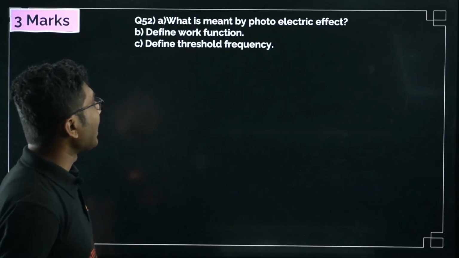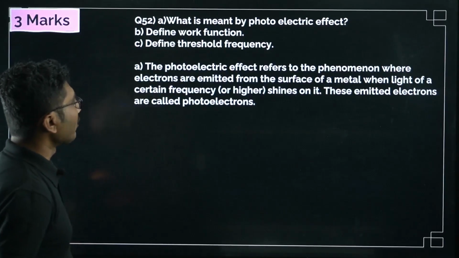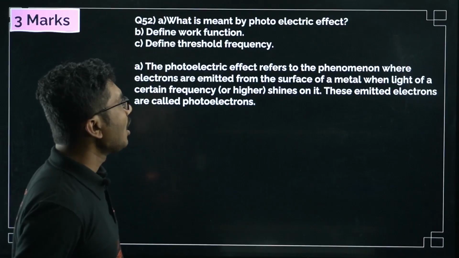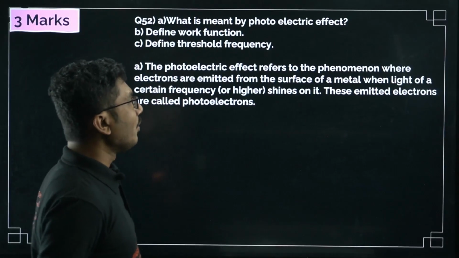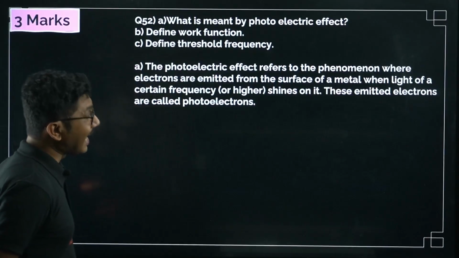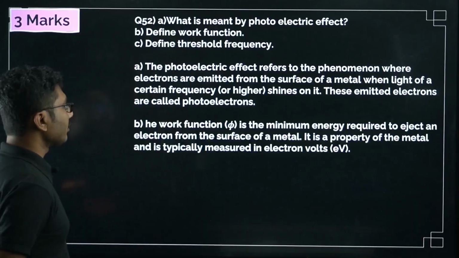What is meant by the photoelectric effect? Define work function, define threshold frequency. The photoelectric effect refers to the phenomenon where electrons are emitted from the surface of a metal when light of a certain frequency or higher shines on it. These emitted electrons are called photoelectrons.